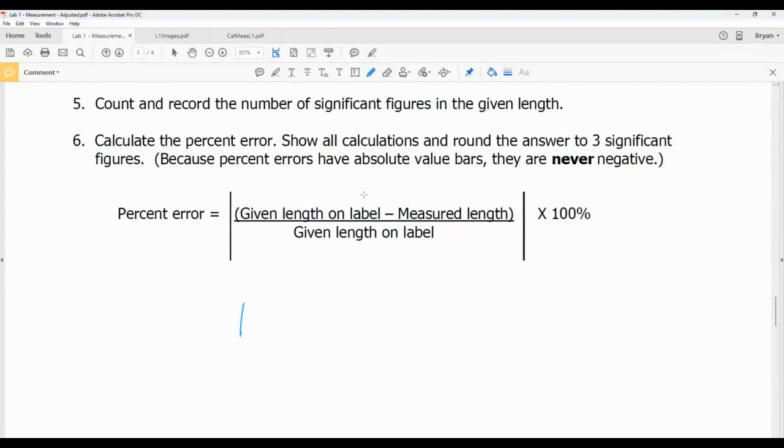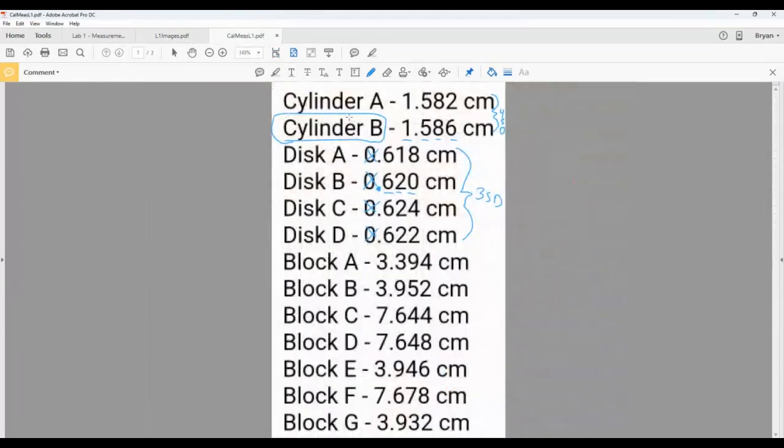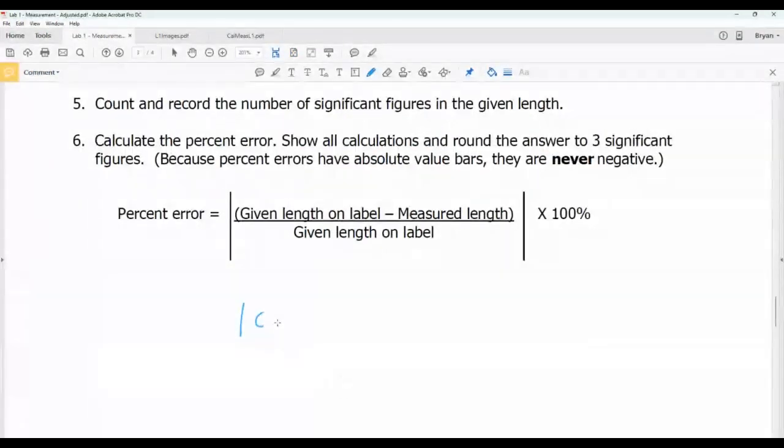So when you go to set this up, a really big clue for what's going to happen here, we're going to have absolute value because we don't care about the direction. We don't care if it's positive or negative. We just want to know how much it's off. But the given length, there's a label that you can't see, has these numbers on them. So 1.586, then minus whatever you decide is the measured length. That's going to find the difference.